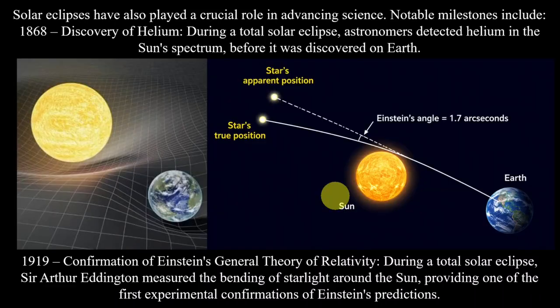How about confirmation of Einstein's general theory of relativity? The solar eclipse was used to confirm it. Let me explain this idea to you. Einstein came up with an idea of gravity that is different from Newton's idea. According to Newton, gravity is a force that attracts two bodies that have mass. But Einstein's idea is completely different.